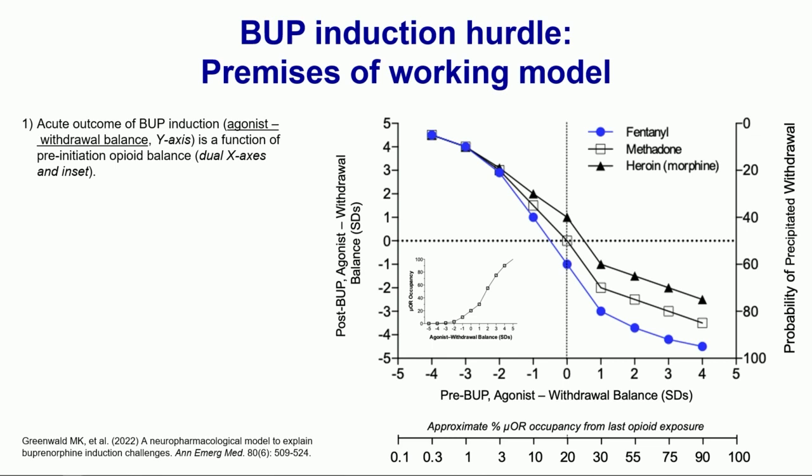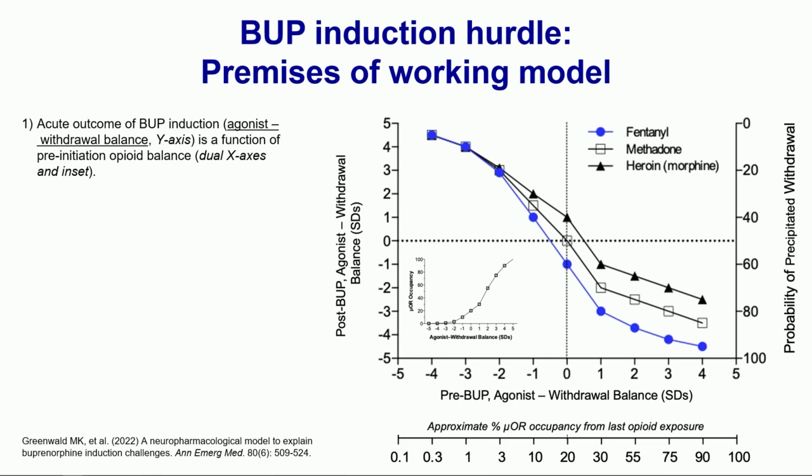The basic idea is that the acute outcome of buprenorphine induction, which is shown here on the y-axis, as higher values are more agonist effect, negative values are withdrawal, okay, and zero is neutral. And we call that opioid balance. So if you have a positive balance, you got more agonist effect. If you got a negative balance, withdrawal effect. So the acute outcome on the y-axis is a function of what you're experiencing and observing at baseline for the patient who's presenting in the ED. So if somebody is in withdrawal, you can be very assertive with your buprenorphine dosing and get an agonist effect on top of that. You have very little to worry about.